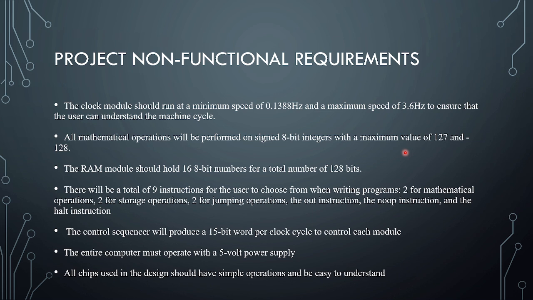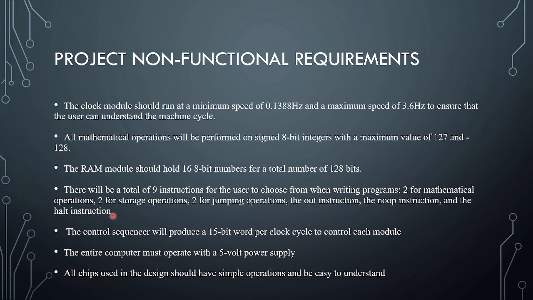16 memory cells is because each instruction is 8 bits long, with 4 bits for the opcode and then 4 bits for the address, which gives us a total possible memory amount of 16. There should be 9 instructions, 2 for math operations, 2 for storage, and then 2 for jumping operations. And then you have some miscellaneous ones like the out, which outputs the program results, the no op, which does nothing, and then the halt instruction, which halts the computer once execution is done.